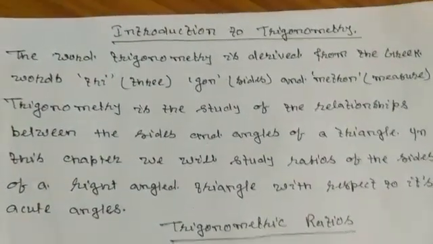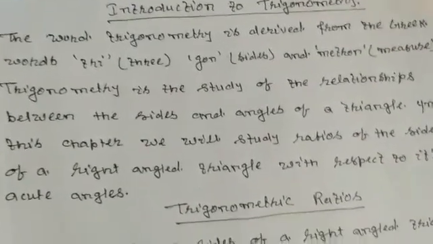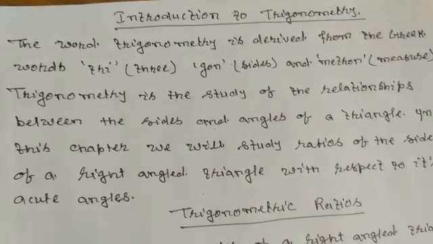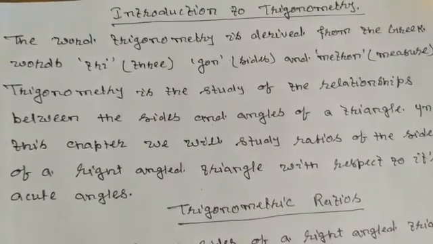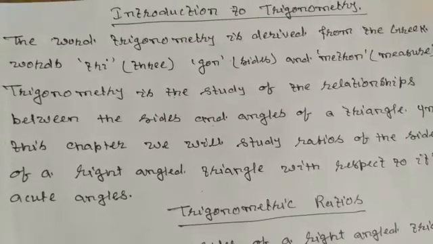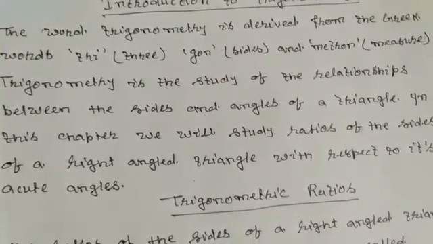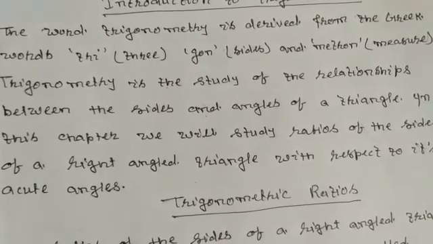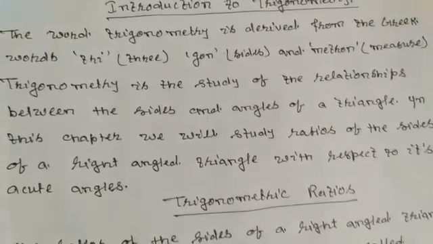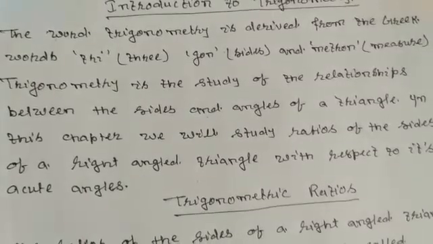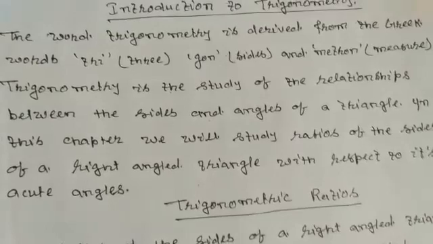As you know, the three-sided figure is called a triangle. So it deals with the triangle. Trigonometry is the study of the relationships between the sides and angles of a triangle. A triangle consists of sides and angles, and trigonometry establishes a relation between the sides and angles of a triangle.